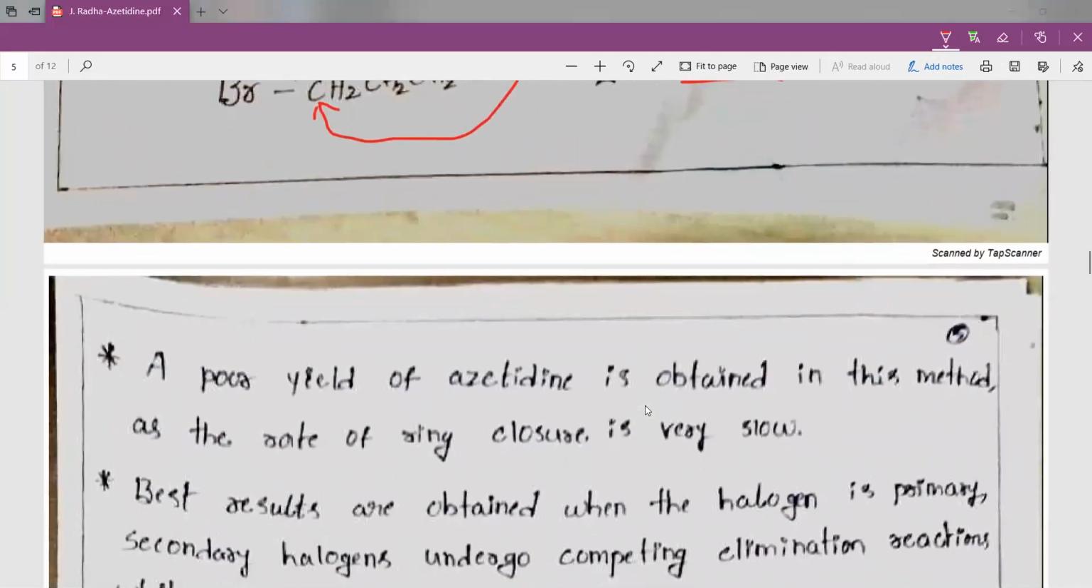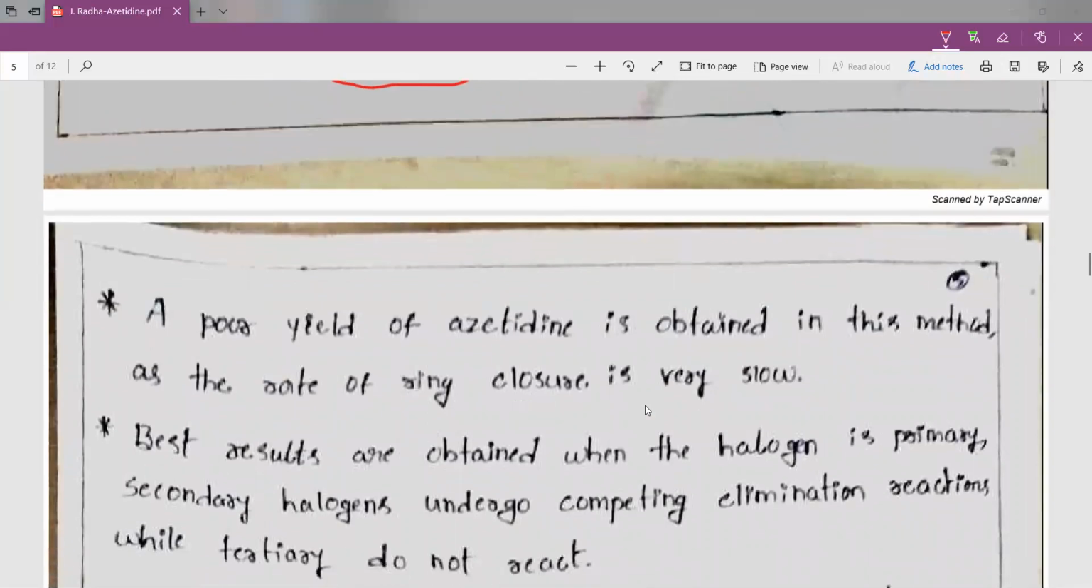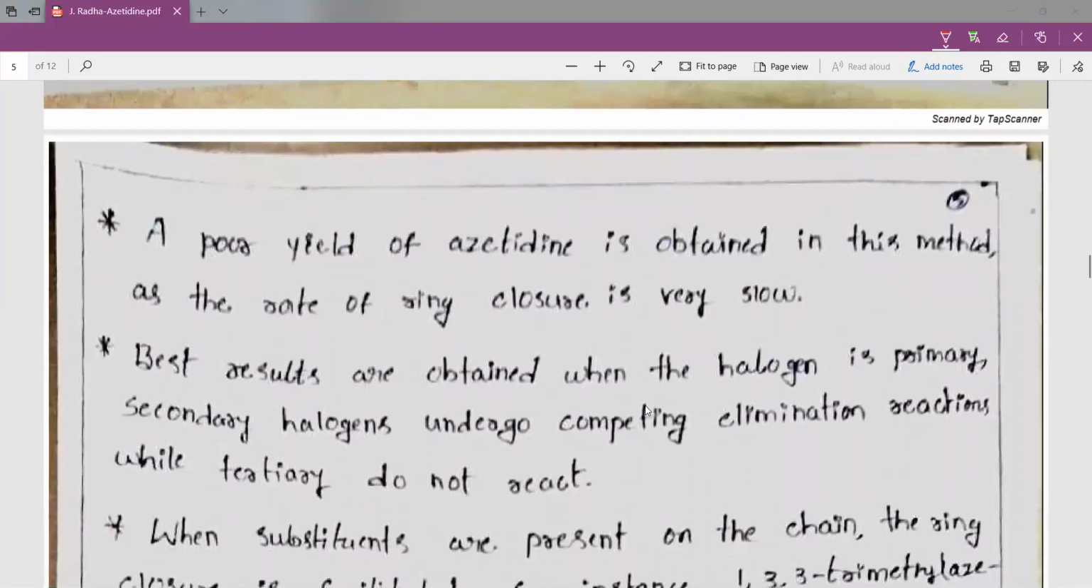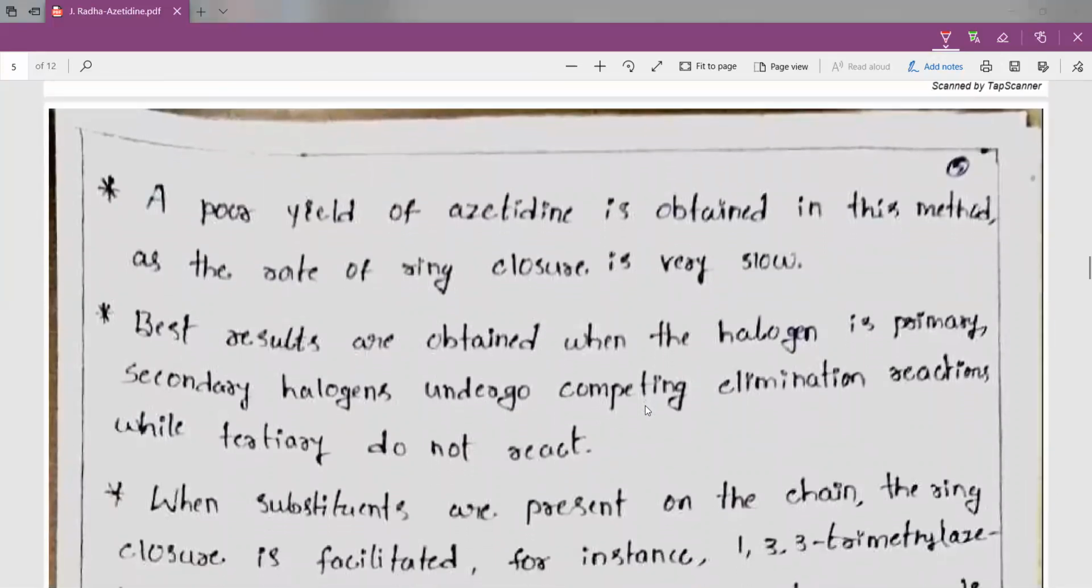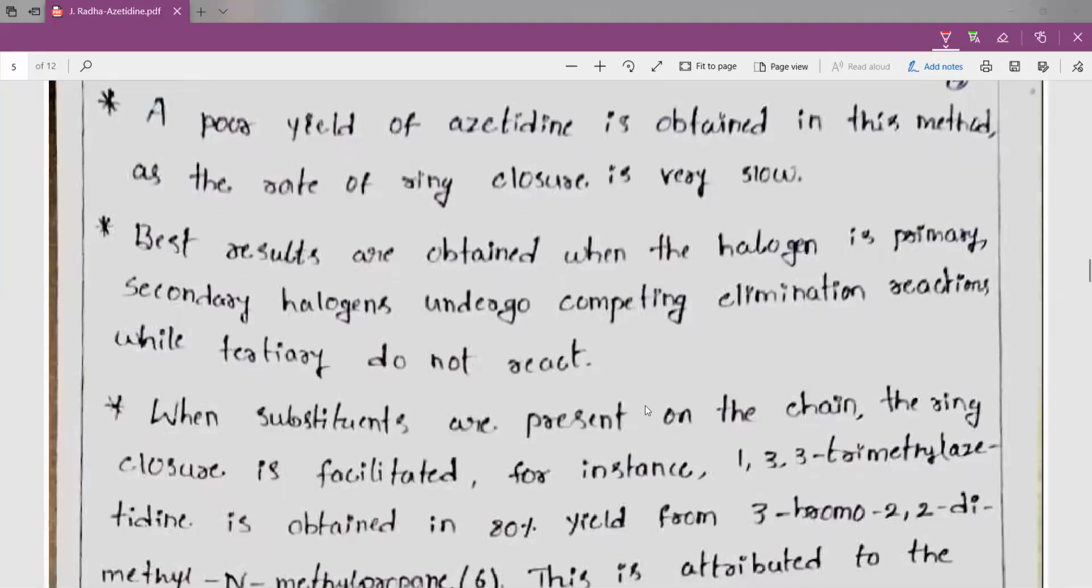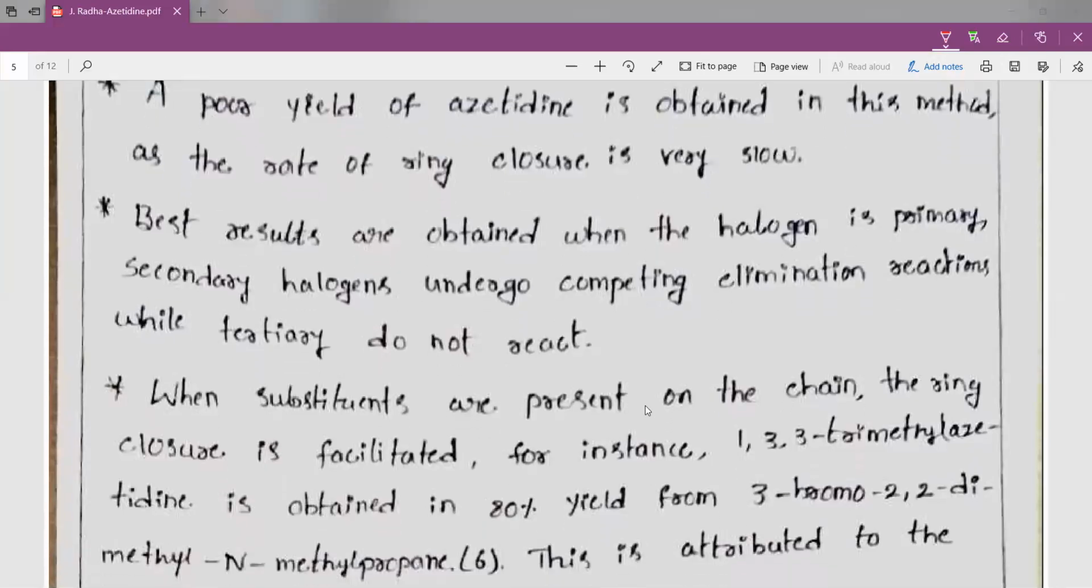However, this method gives poor yield of azetidine, because the rate of ring closure is very slow. Four-membered rings are not conformationally suitable for formation. The two ends are a little far away, and conformationally it is not easy to bring these two ends together to form a four-membered ring.